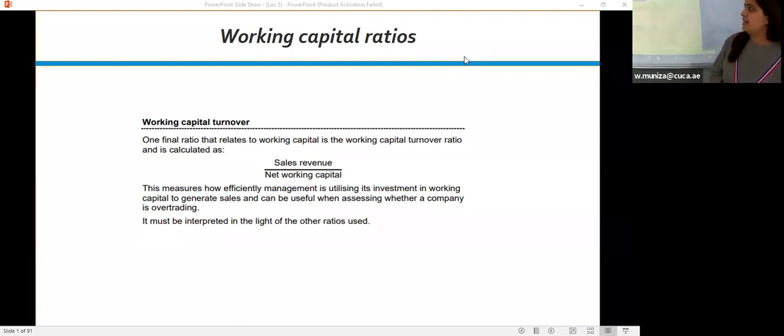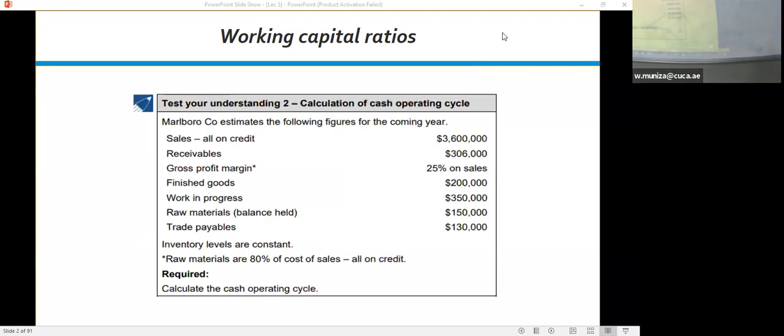So over here, when we divide sales revenue by the net working capital, we are trying to interpret how our working capital is helping us to generate revenue, how efficiently and effectively the working capital is used in the organization to generate each and every penny of the revenue. So this is the purpose of calculating this ratio, that is sales revenue divided by net working capital.